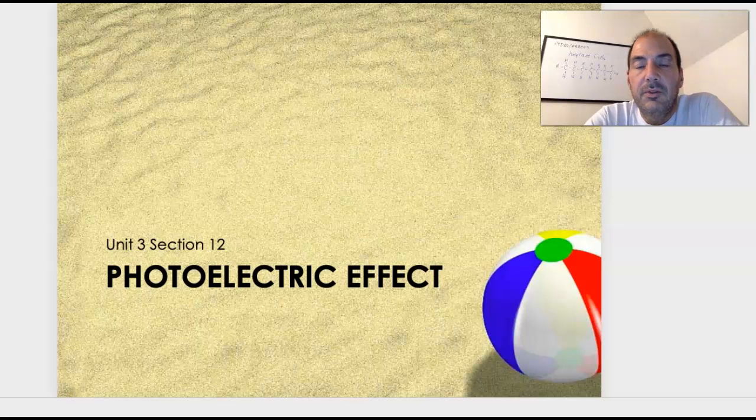All right, so section 3.12, the photoelectric effect. You can sense that we're in a lab-themed mode here. This unit has a lot of things tying in labs that we're going to try and do a number of over the next weeks, whether in class or virtually, we'll see. But anyway, the name kind of says it all, right?